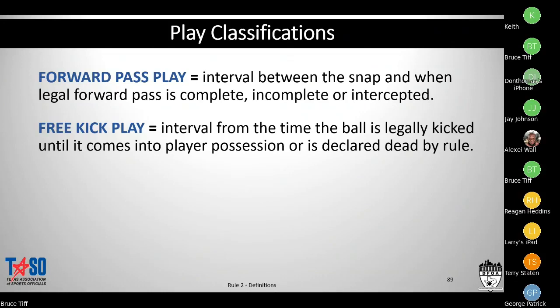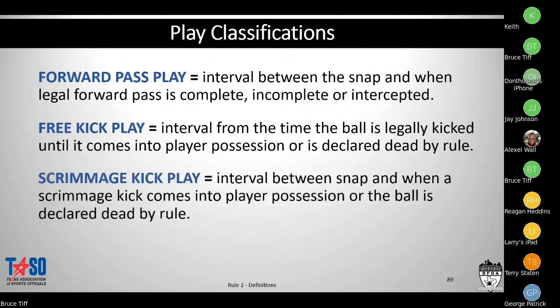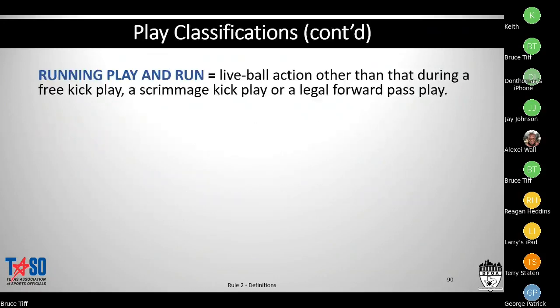That is cute. But free kick play: the interval from the time the ball is legally kicked until it comes into possession or is declared dead by rule. Scrimmage kick play: the interval between the snap and when a scrimmage kick comes into player possession or the ball is declared dead by rule. Running play and run: live ball action other than that during a free kick play, a scrimmage kick play, or a legal forward pass play.